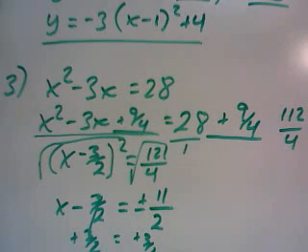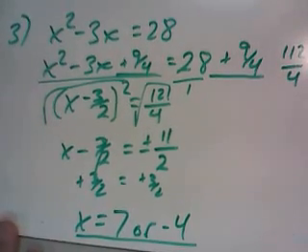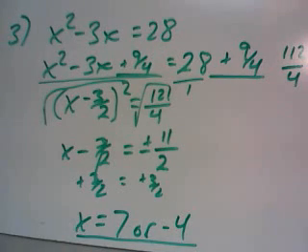or negative 11 over 2 plus 3 halves is negative 8 over 2, which is negative 4. And those are my two solutions. Those are my two solutions for that equation.